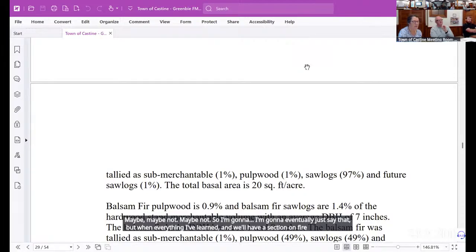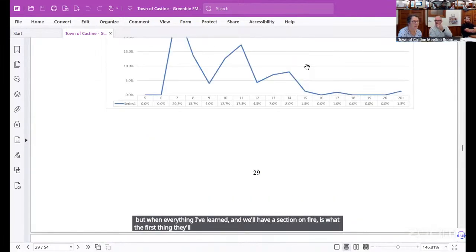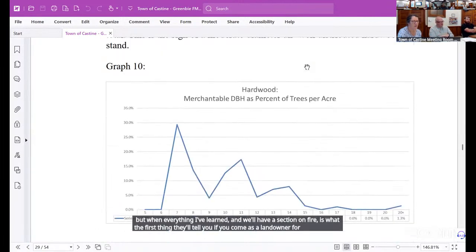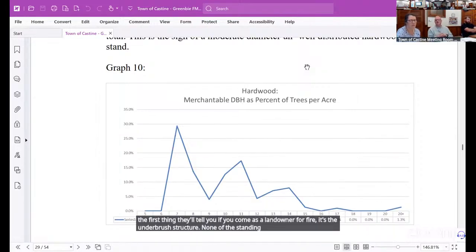The first thing they'll tell you if you come as a landowner for fire is the underbrush, the shrub, not the standing stems that we're talking about here. Then they'll get on to the next level, which is if the tree could fall and hit your house. That's the second level, but the first level is essentially nothing that we're talking about here.